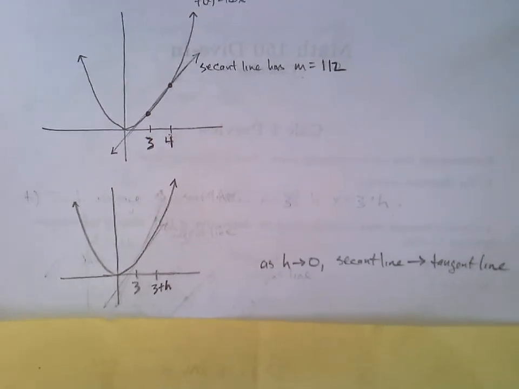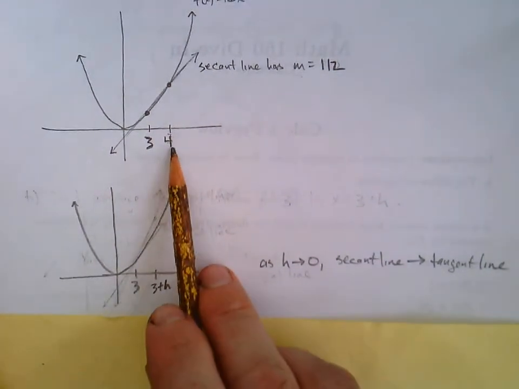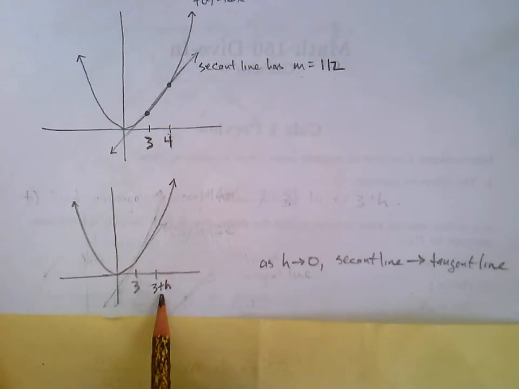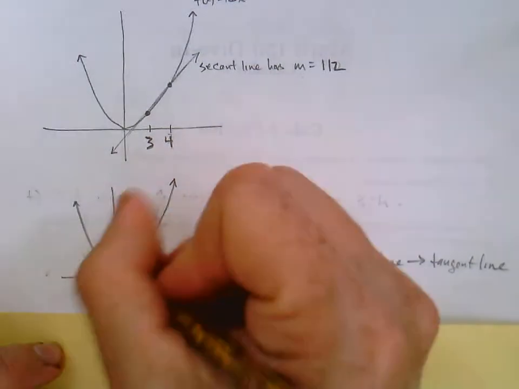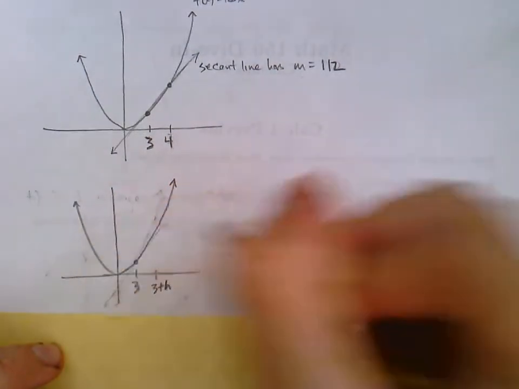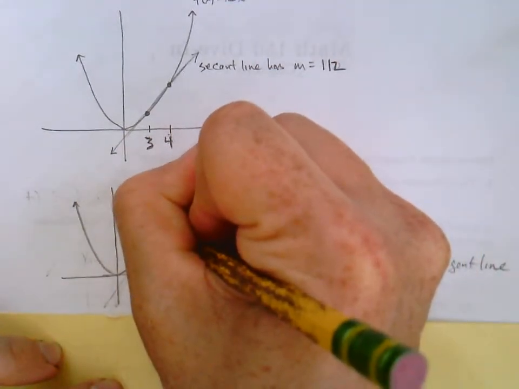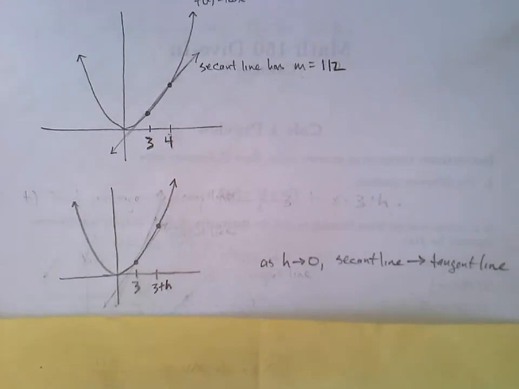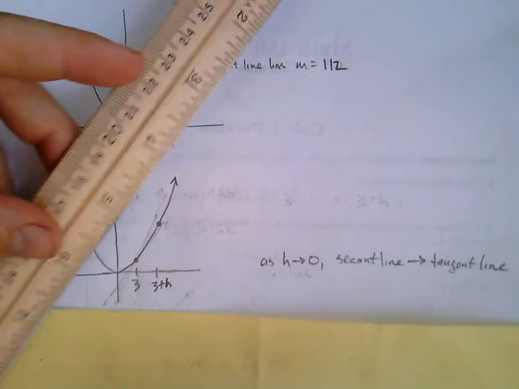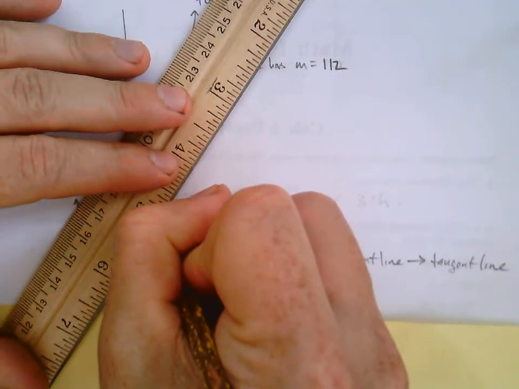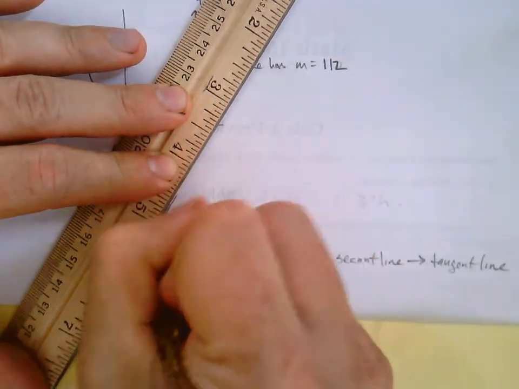So here's what I'm going to do. Instead of putting a 4, I'm going to say this is 3 plus h. So I'm still going to put a point above 3, and I'm going to put another point above 3 plus h. And then I'm going to draw the line between those. Luckily, I have a ruler right here. So I'm going to draw that secant line.